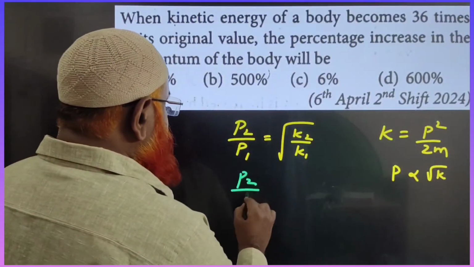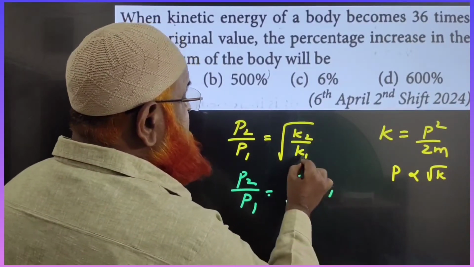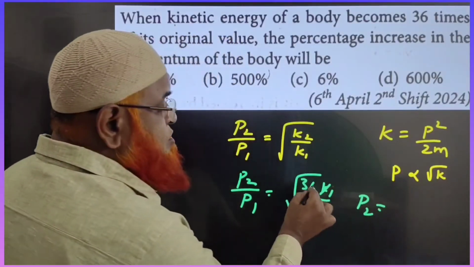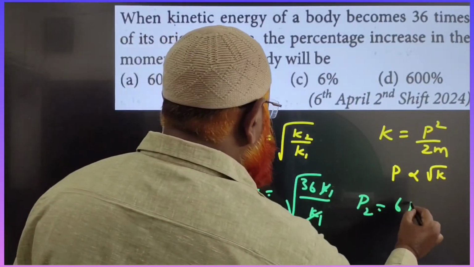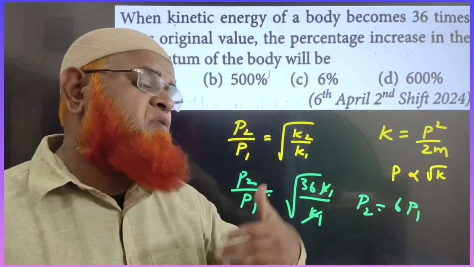So therefore, P2 by P1 is nothing but, it becomes 36 times, means 36 times of the previous kinetic energy, that is K1. How much? P2 is nothing but root 36, which is 6 times of P1. Okay. So P2 becomes 6 times of the previous momentum.